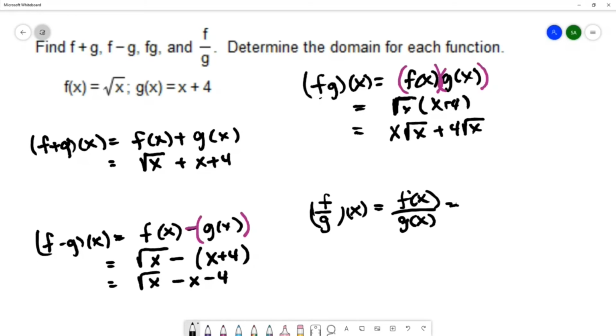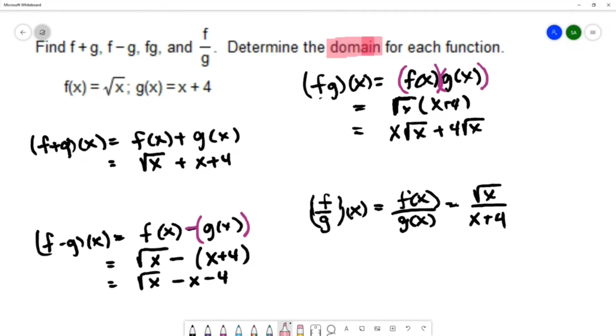F of x is square root x. G of x is x plus 4. And I wouldn't do any simplification to this. There are no common factors. So we have f over g of x being square root of x over x plus 4. We don't want to forget about this second part when we're finding the domain.